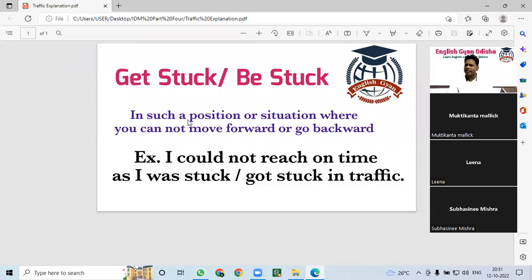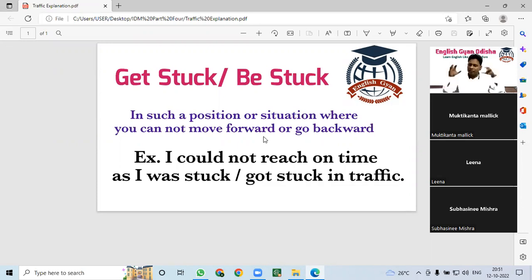Normally stuck is never used in the future tense, right? It is always a present situation. Right now, suppose Mukti Kansari is in the traffic. He can say, I am stuck. Be means am. I am stuck at the traffic, or I am stuck in the traffic, you can say, or I get stuck.